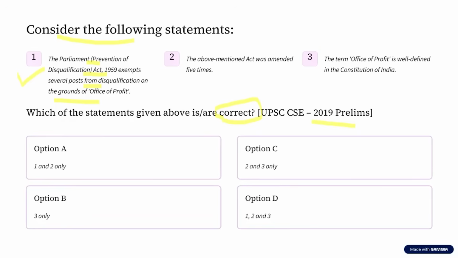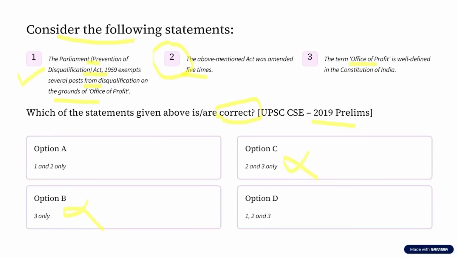If first statement is correct, can I say option B is wrong? Because option B says 3 only. Option C is also wrong because option C says 2 and 3 only. Now, second statement, the above mentioned act was amended 5 times. Now, do we know if it is amended 5 times? No, we do not know how many times it has been amended. So let us keep it aside on standby, and let us come to the third statement.